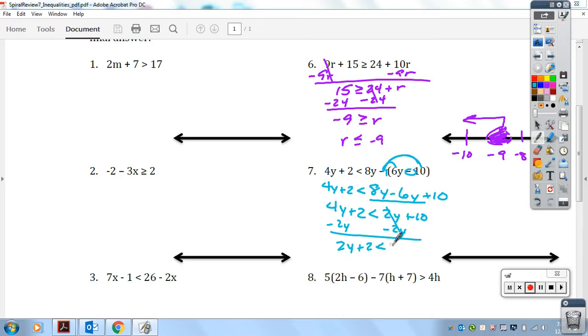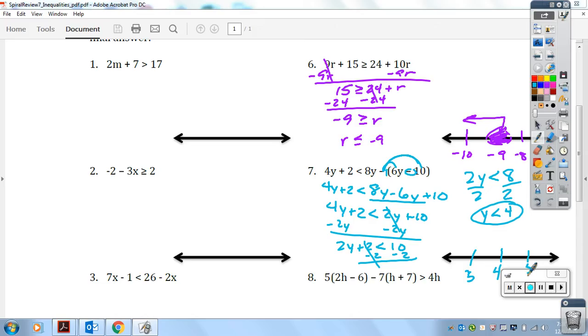2y plus 2 is less than 10. Minus 2, minus 2. Got to move over here because I'm running out of space. This is 2y on the left is less than 10 minus 2, which is 8. Divided by 2, divided by 2. Y is less than 4. So that's my answer.